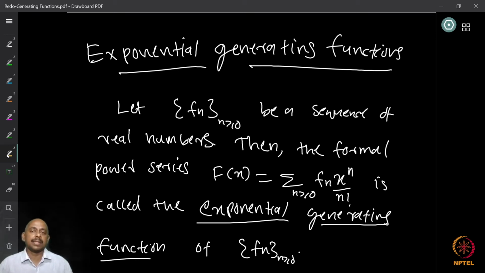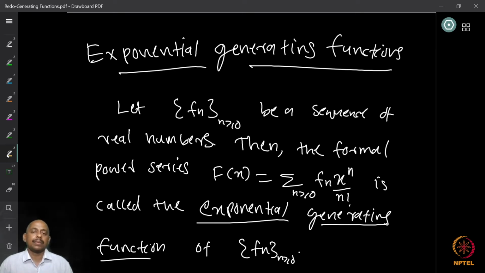So what is the exponential generating function? Given a sequence f_n of real numbers, the formal power series F(x) equal to the summation over n greater than or equal to 0 of f_n times x^n divided by n factorial is called the exponential generating function of the sequence.